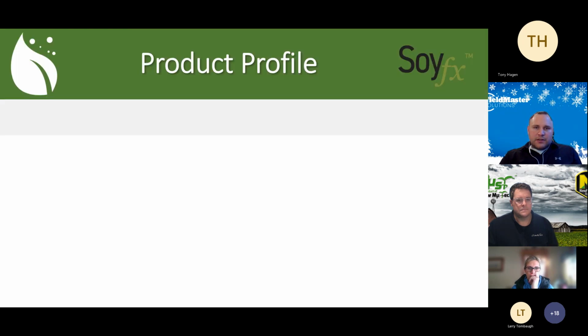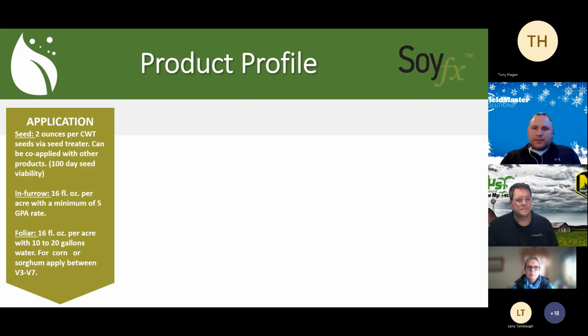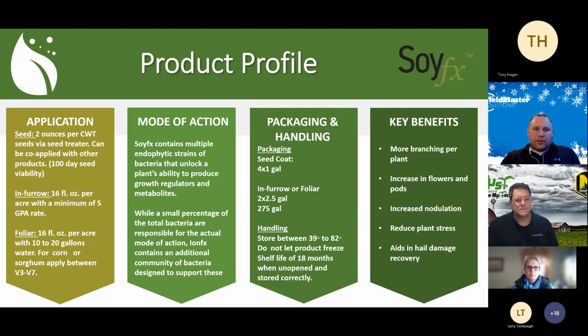So Tony, I'm going to switch gears a little bit just because we're getting short on time, but we're going to move into Soy FX. And another one that's a seed coat for us. You can use it as an early foliar or in furrow if you have the capability with beans. And again, 100-day seed viability with it is what we warranty on it.